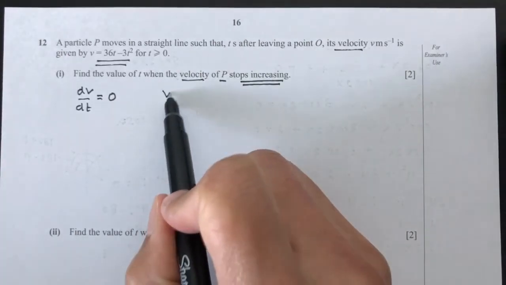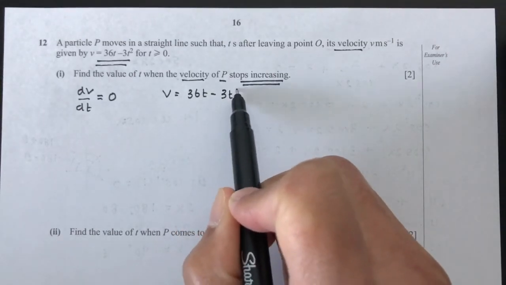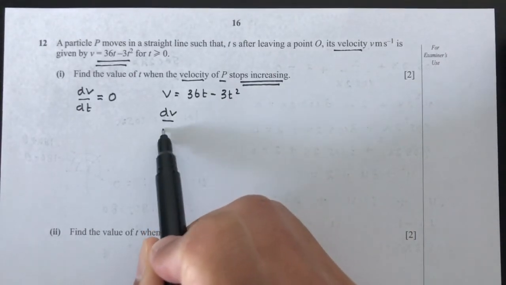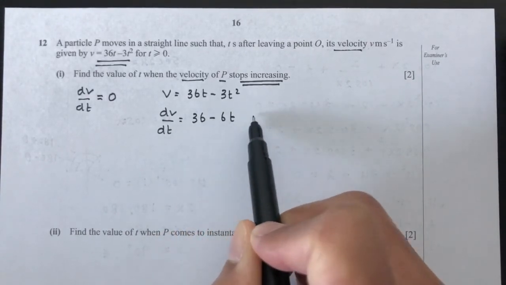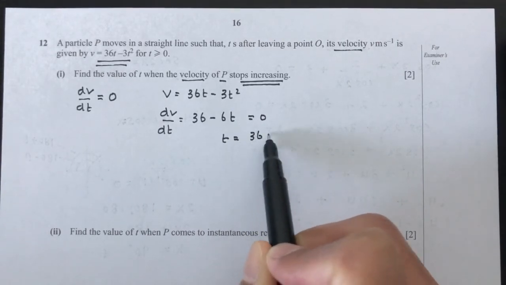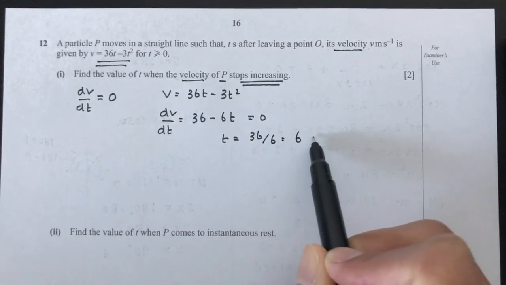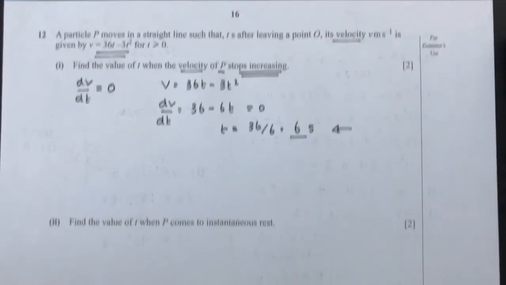Now you know v is given to you by 36t minus 3t squared, so dv by dt will be 36 minus 6t, equate to 0. So t will be equal to 36 divided by 6, that will be 6 seconds. That will be your answer for part 1.